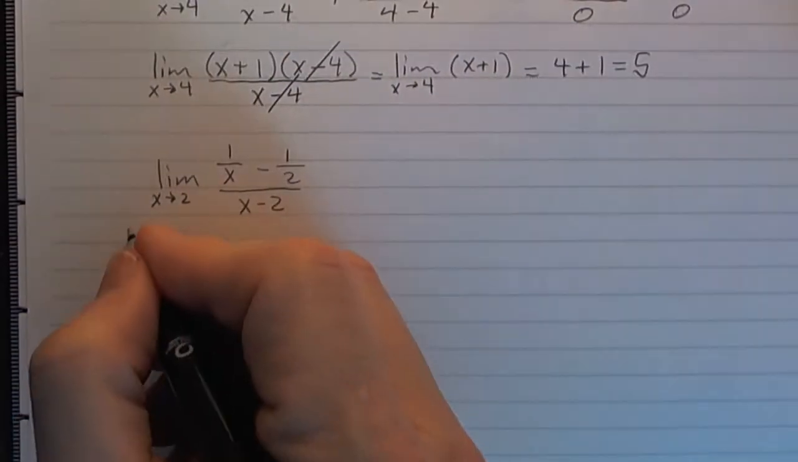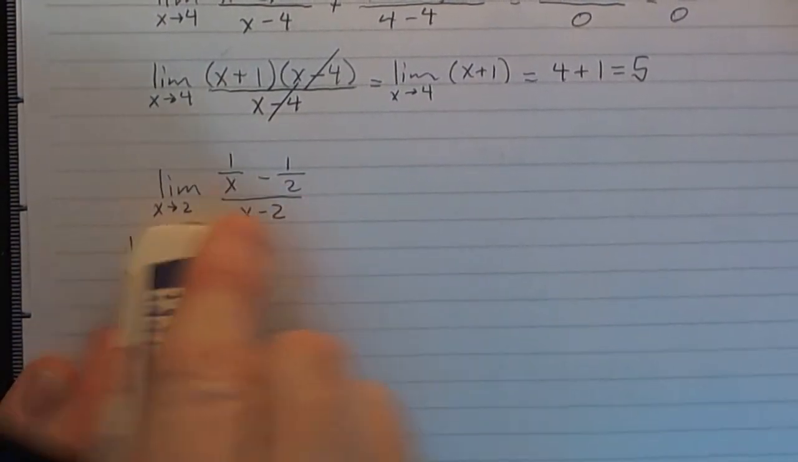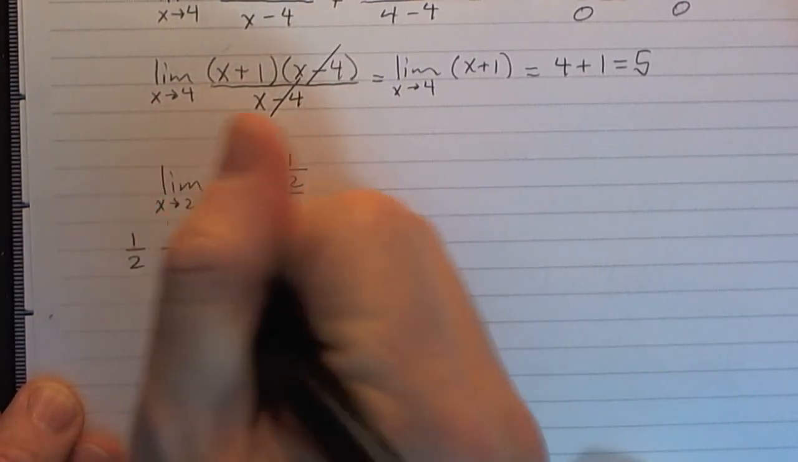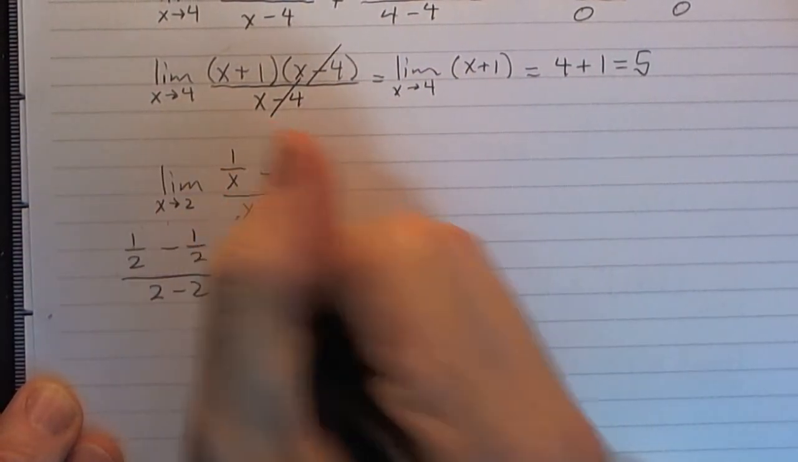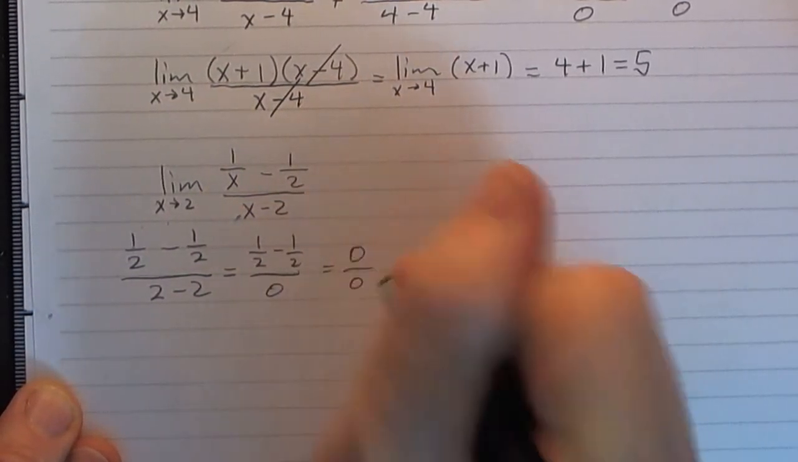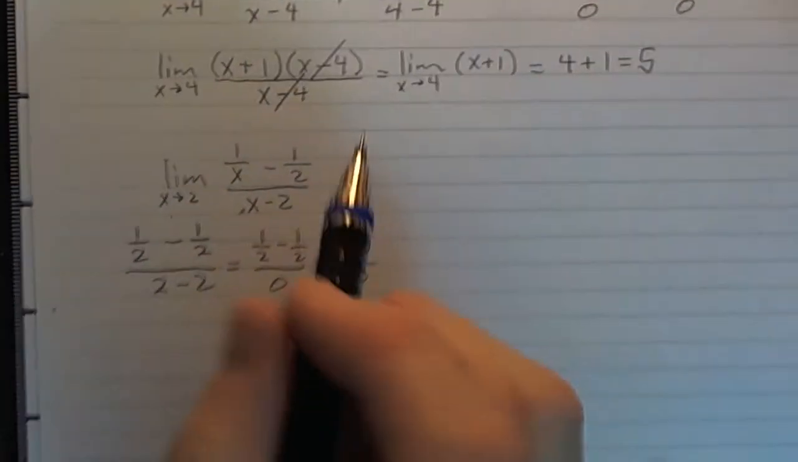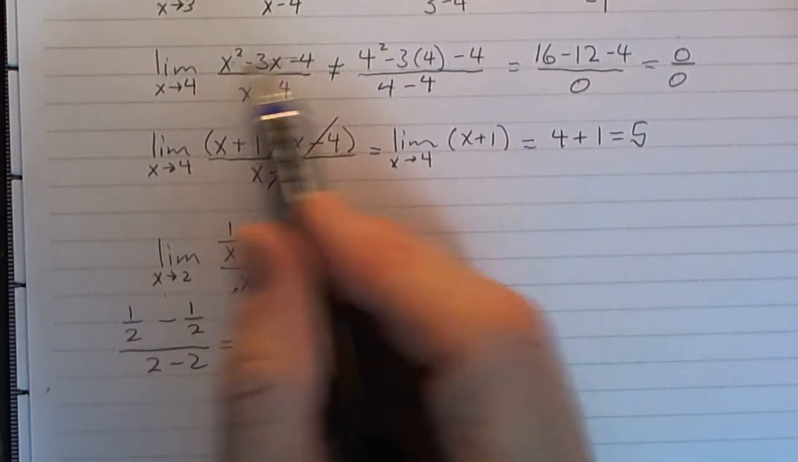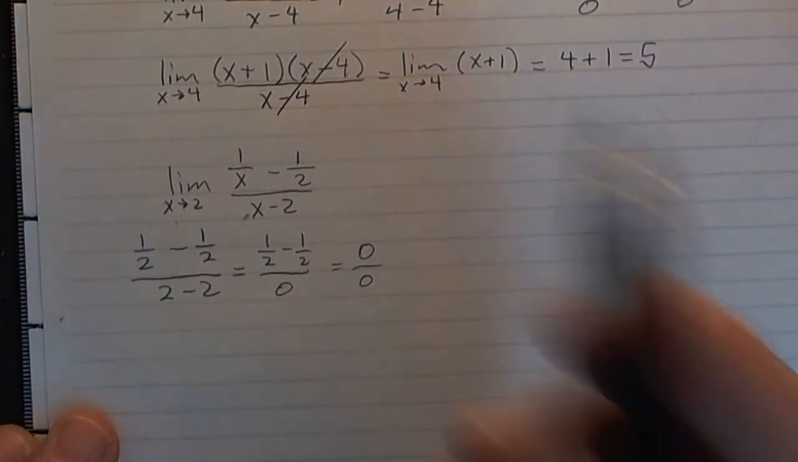So first of all, we try plugging in. So we've got 1 over 2 minus 1 over 2, over 2 minus 2. So that's 1/2 minus 1/2 over 0. Well, of course, that's 0 over 0. And that tells us, okay, we've got a little more work to do. Now, up here, our job was to just factor. We factored the top over the bottom, and then we divided out the common factors. Not so easy to do here, so we take a different approach.